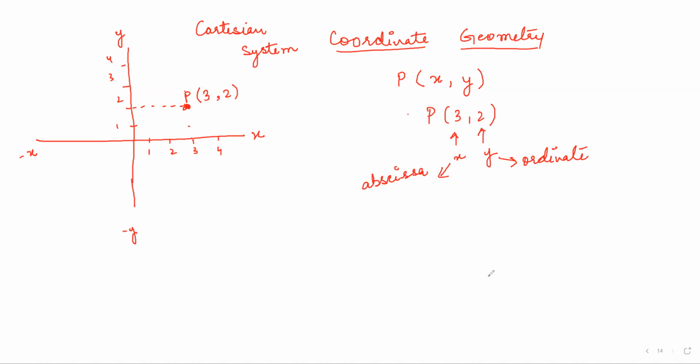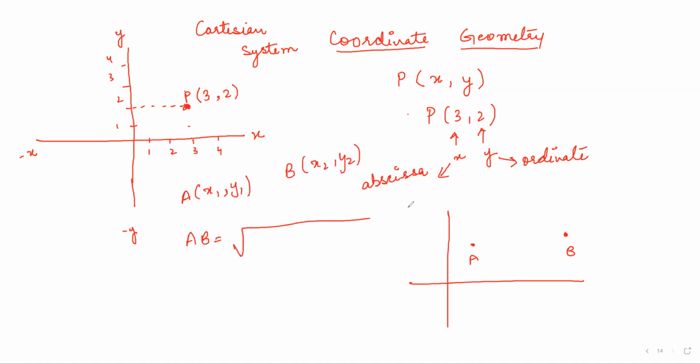Now in class 10th, you have to study that if you are given, let's say, 2 points in this Cartesian system, point A and B, how will you find the distance between the 2 points? For this, there's a distance formula, which is AB equals the square root of, if A has coordinates x1 and y1, and B has coordinates x2 and y2, x2 minus x1 whole square plus y2 minus y1 whole square, right? Yes, ma'am.